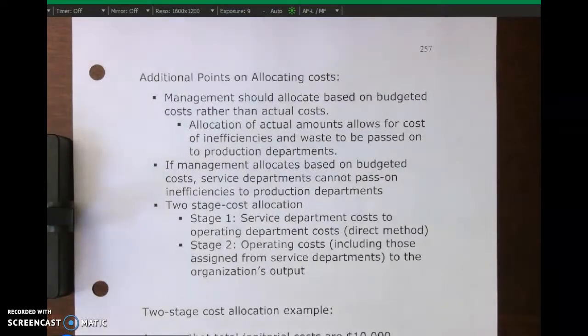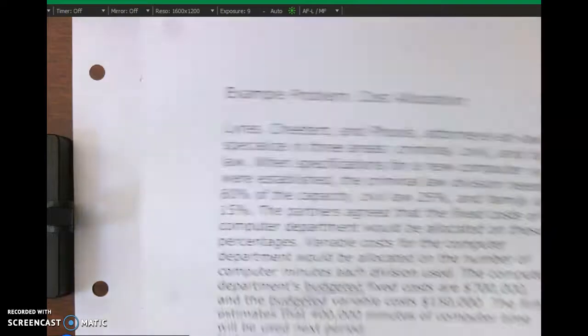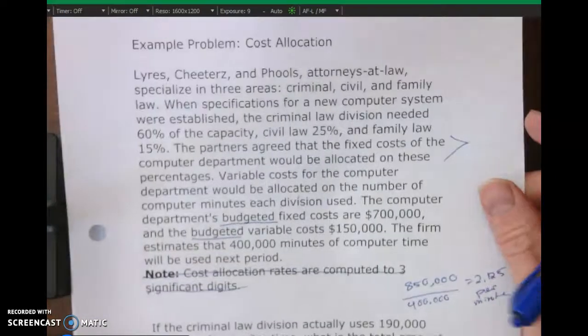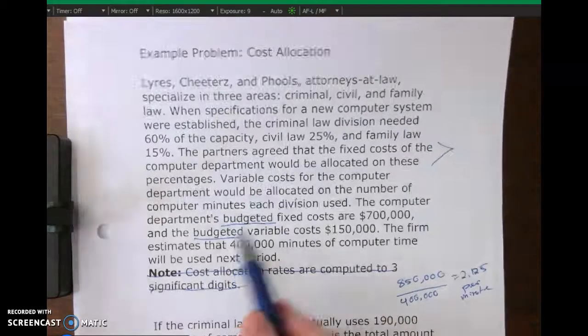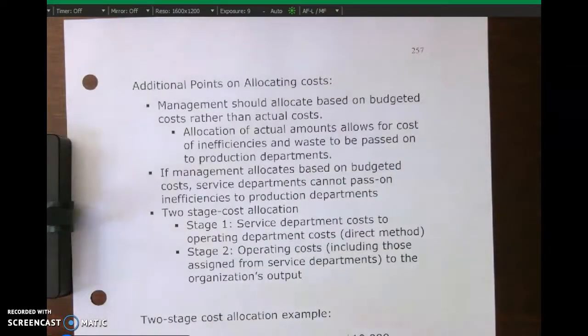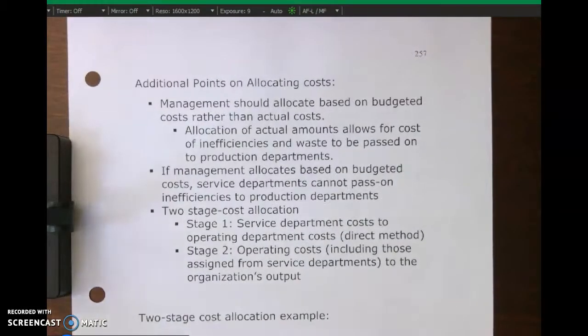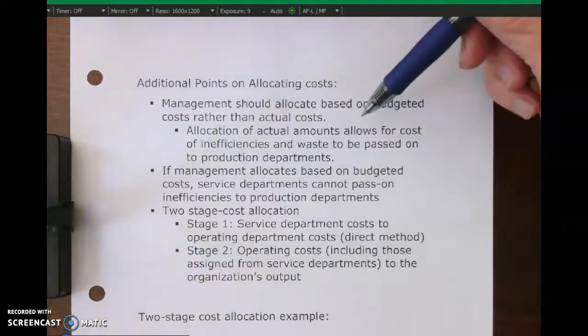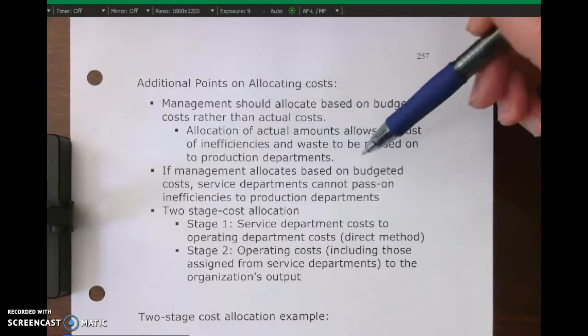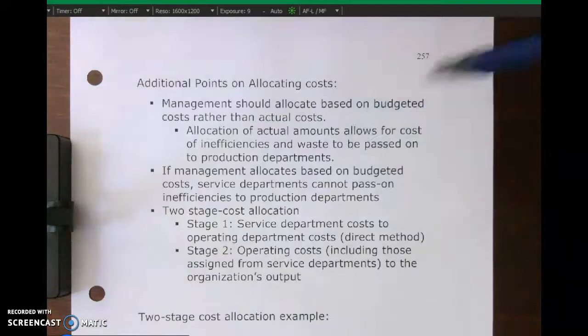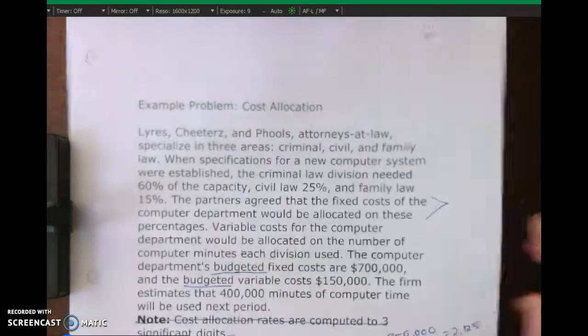And so if I go back to this problem that we talked about earlier, the liars, cheaters, and fools, you can see that we're using budgeted costs and budgeted costs. And some of the other problems that we looked at in the course pack, they're all based upon budgeted costs, not the actual costs, okay? If we allowed the allocation of actual amounts, that would allow for the division's inefficiencies to be passed on to other departments. And so let me come back to that liars, cheaters, and fools problem.